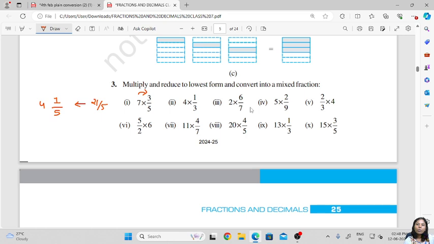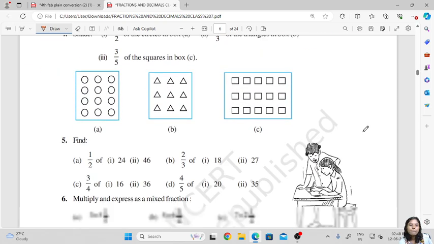Then we have 4 by 3. So this will be what? Again we'll get 4 by 3. We can write it as, denominator 3, here we'll put 1. So 3 ones are 3 upon 1 plus 1. So this is multiply and this is plus. So that is how we solve these examples.